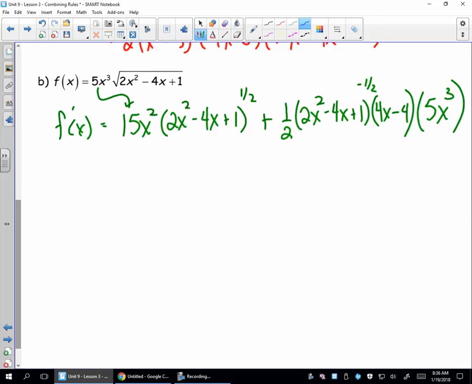Okay, let's see what we have in common. Ooh, I see these that both have things that have a 5 in them. 5 and 15 have a common factor. That would be a 5. X squared and x cubed have a common factor. It would be an x squared. And I see that this base is in both.